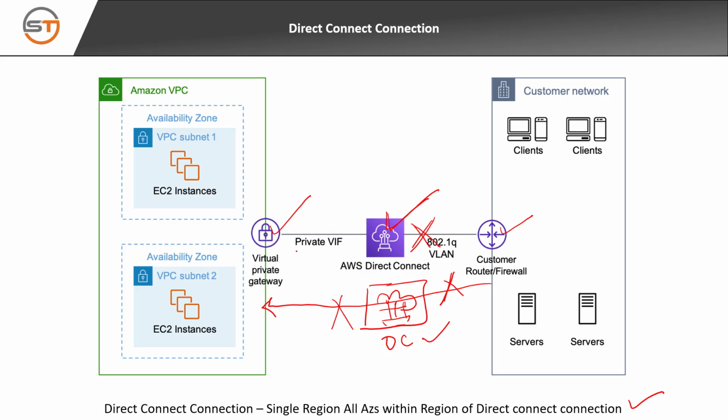So you can see here the private VIF. With the private VIF, you will be able to connect only to your VPC from your corporate data center. But what about the other services, like regional services, say S3 or DynamoDB? How can you connect to these services from your corporate network through AWS Direct Connect? With private virtual interfaces, you can connect only to your VPC.